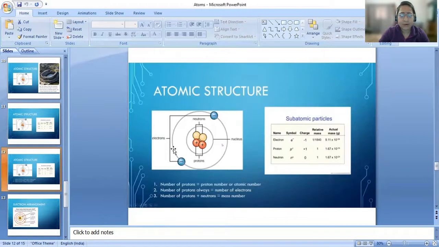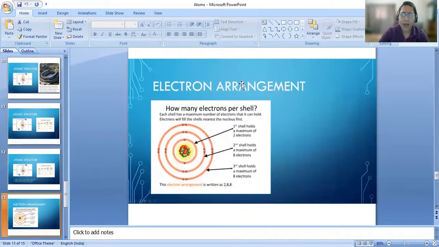The next important thing is that the number of protons is equal to the number of electrons in the atom, and that is also known as the atomic number. The number of electrons and the number of protons are always equal. And if you add the number of protons and the number of neutrons, you will get a number that is known as the mass number.